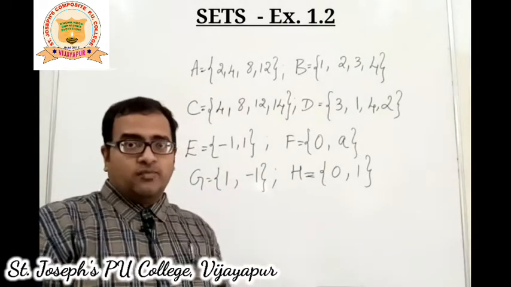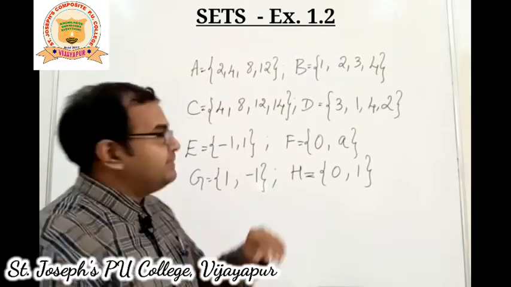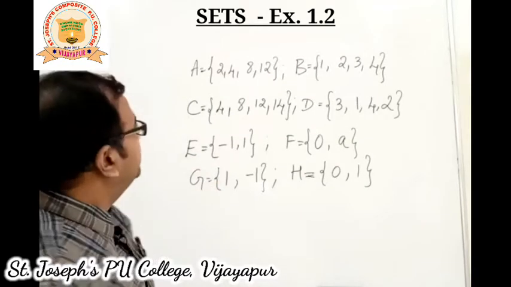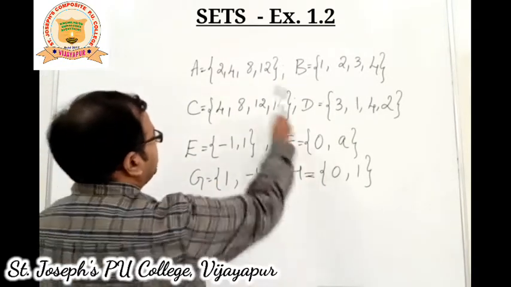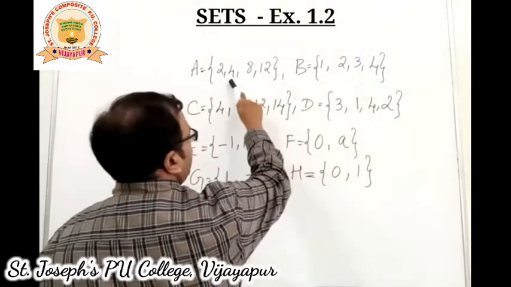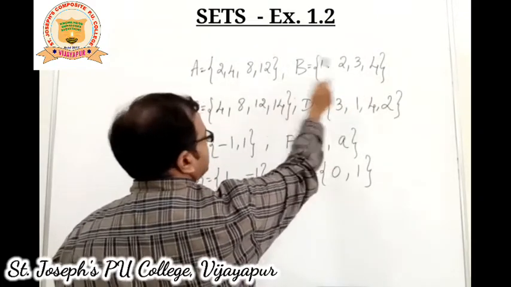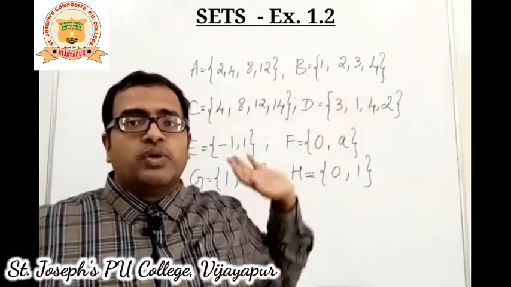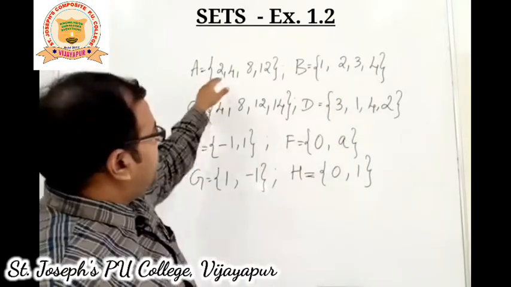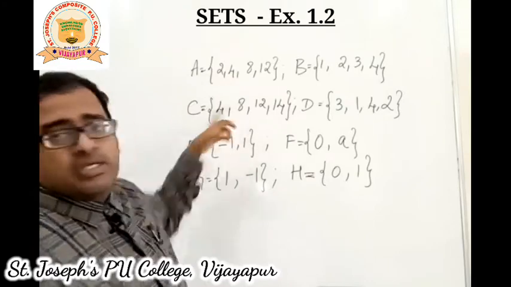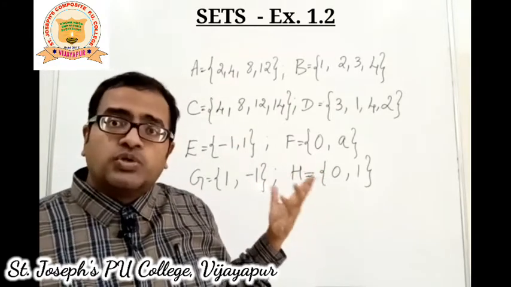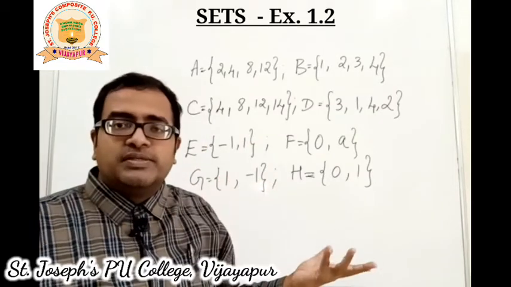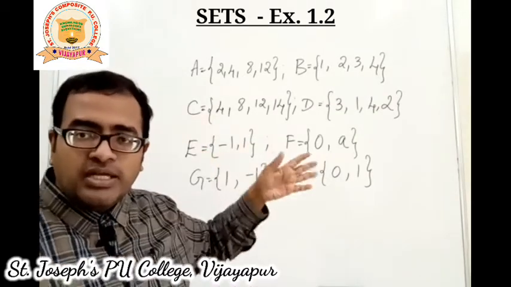Let us start comparing one with each one separately. Now A I am going to compare with B, C, D one by one. A and B: right from the first, 2 yes, 4 yes, but 8 does not exist in B. A contains 8, which does not exist in B, so A and B are not equal. What about A and C? 2 is there in A, but 2 does not belong to C. That means they are not equal. So A and C are unequal.